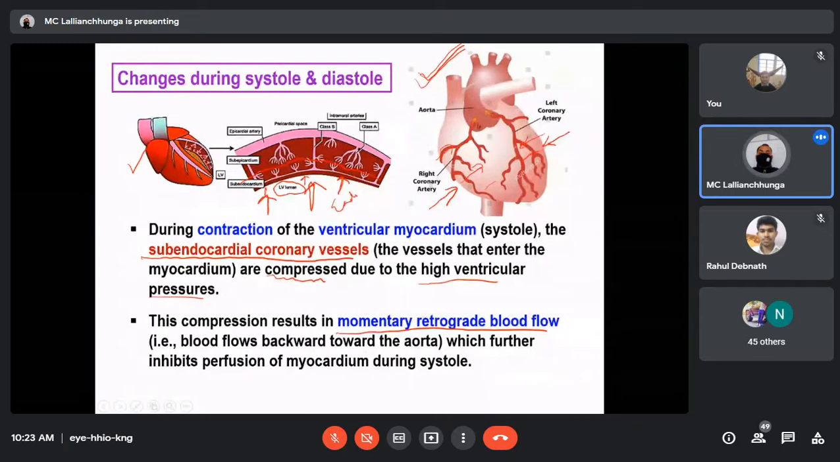That means momentary retrograde blood flow takes place during systole, because of the compression of the arteries, or we can say the compression of the blood vessels of the coronary circulation, the coronary blood vessels. So blood will be forced out of the blood vessels and they will drain into the aorta. So this is happening during systole. Is it clear or not?